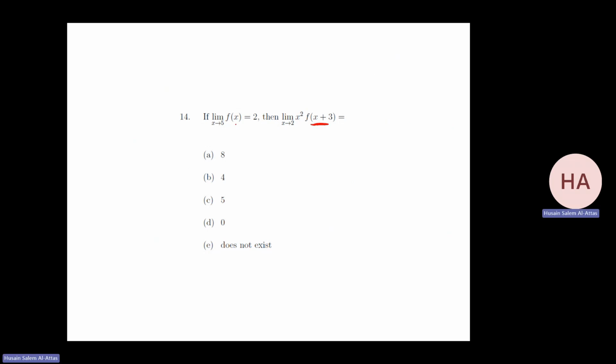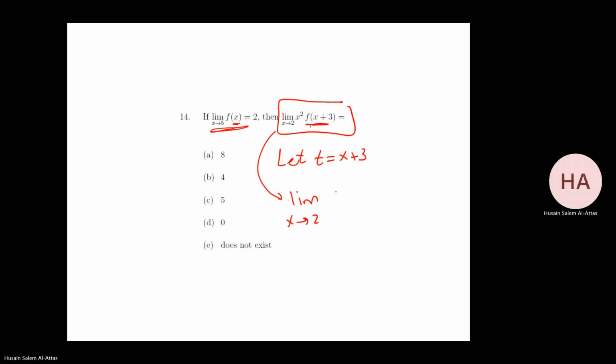Just you notice here I have f of x plus 3, and that I have x plus f of x. So I need to change this one to that one so I can use the relation. So I will let t equal x plus 3. So this limit, which I'm looking for, will be the limit as x goes to 2 of x squared times the limit as x goes to 2 of f of x plus 3.